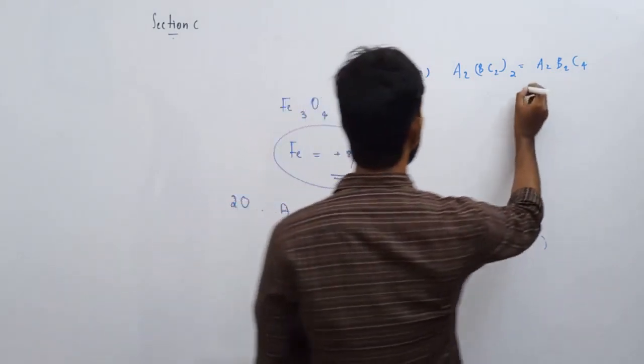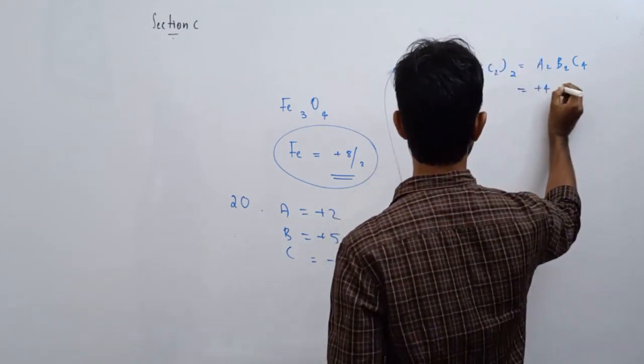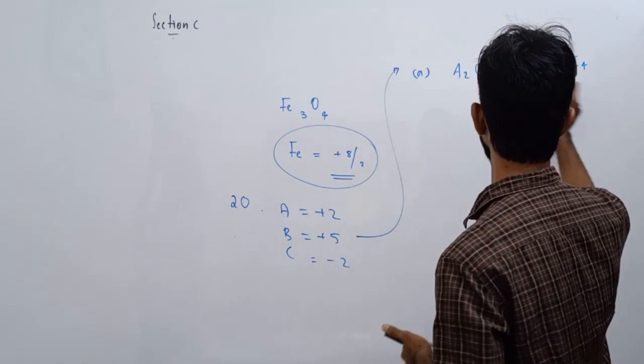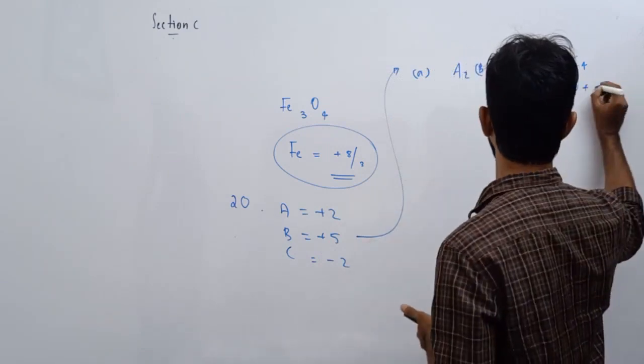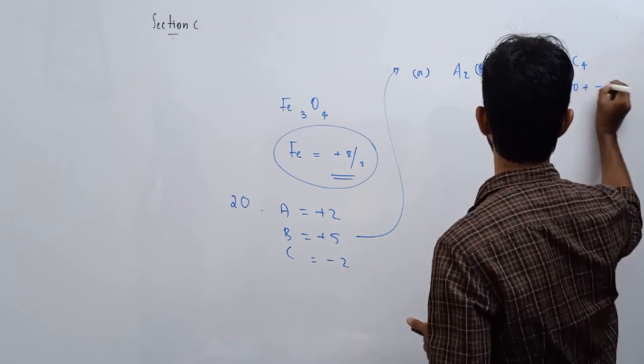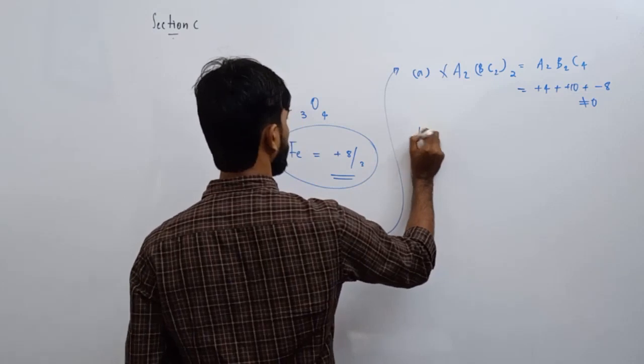So you substitute the values. Plus 2 into 2, that is plus 4. Plus 5 into 2, that is plus 10. Minus 2 into 4, that is minus 8. This won't be 0. So this is not the formula.